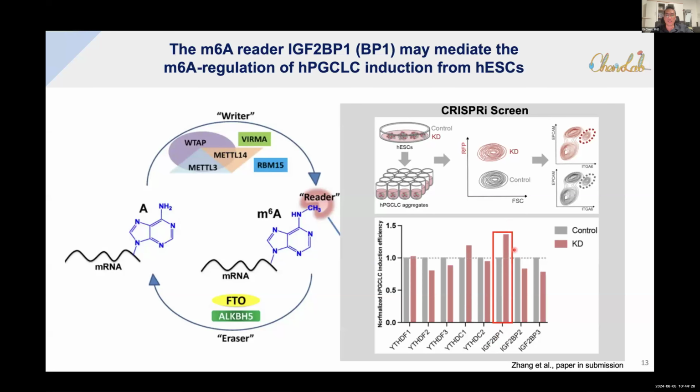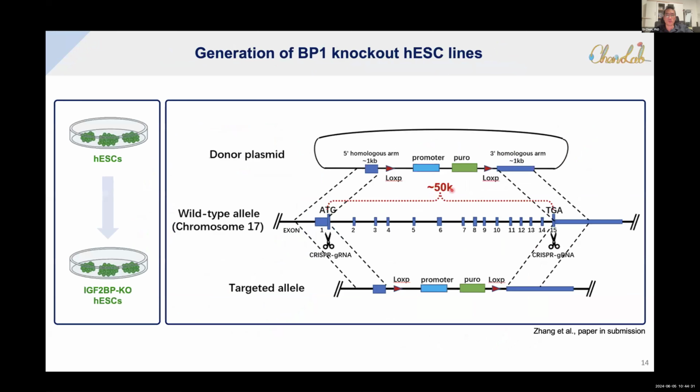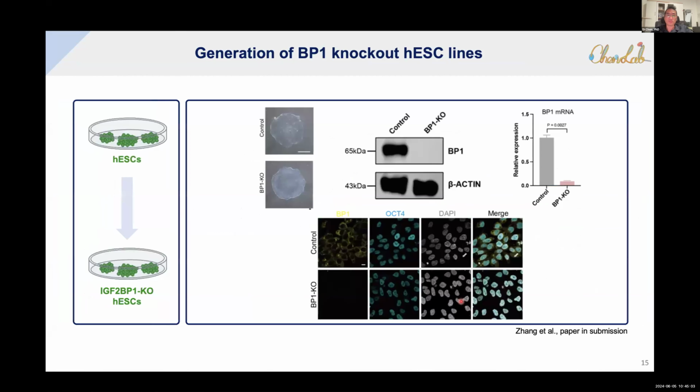Next, we focused on this IGF2BP1, and in order to confirm the phenotype, first we designed a pair of gRNAs to delete the whole genomic region of BP1. BP1 is a little bit larger compared with METTL3, so we used the donor replacement strategy. In this way, we put the drug resistance gene to replace the whole genomic region. For example, if we put the puromycin here, it's easier for us to screen out the knockout cells by drug selection.